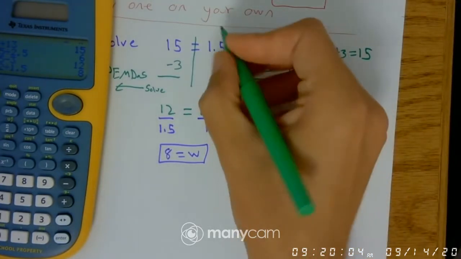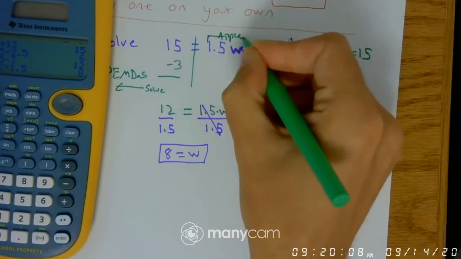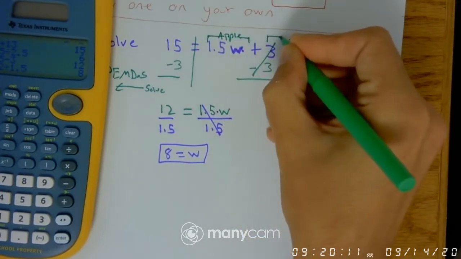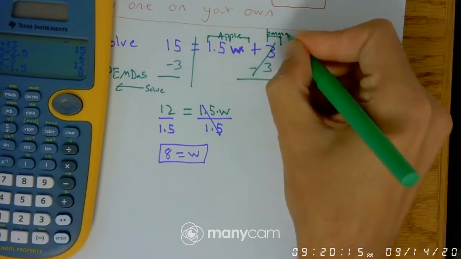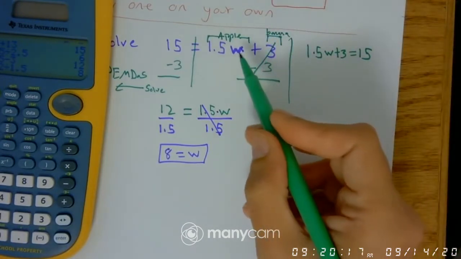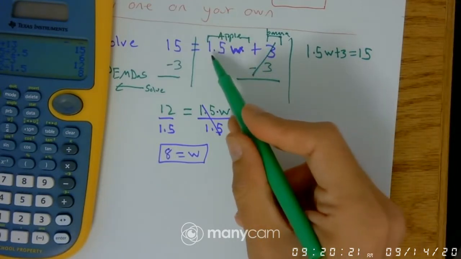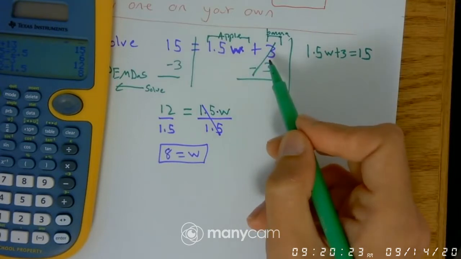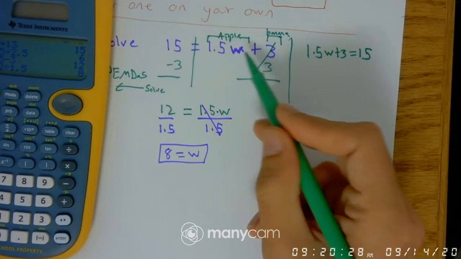Think of this as an apple. And then think of this as a banana. Okay? You can't combine them because they're two different things. So we can't take 1.5 plus 3 to get a new number. We can't do that because they're two different things.